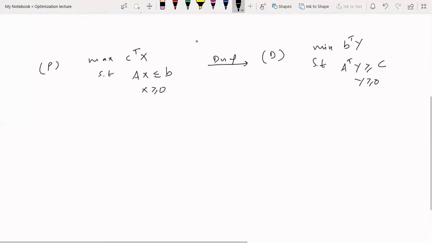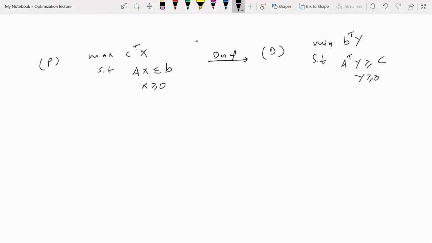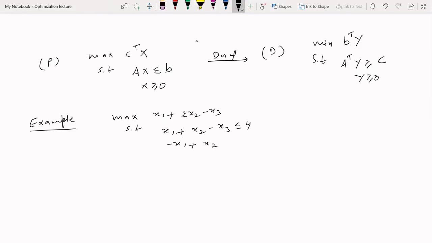So let me consider one example. I consider a maximization type problem here. Maximize x1 plus 2x2 minus x3 subject to the constraints x1 plus x2 minus x3 less than or equal to 4, minus x1 plus x2 greater than or equal to 3, and x1, x2, x3 greater than or equal to 0.